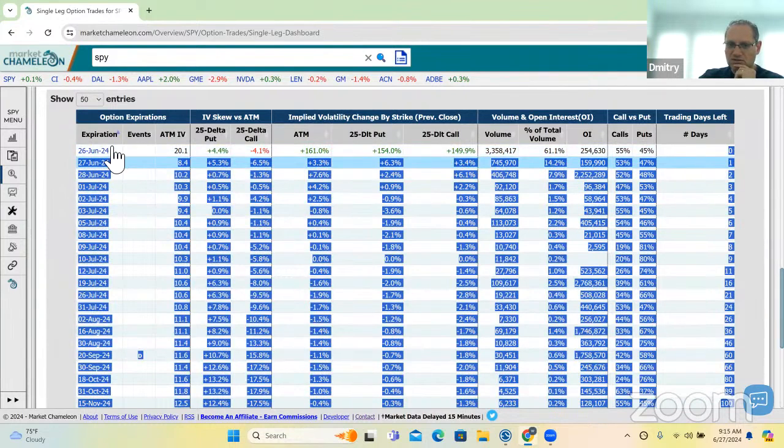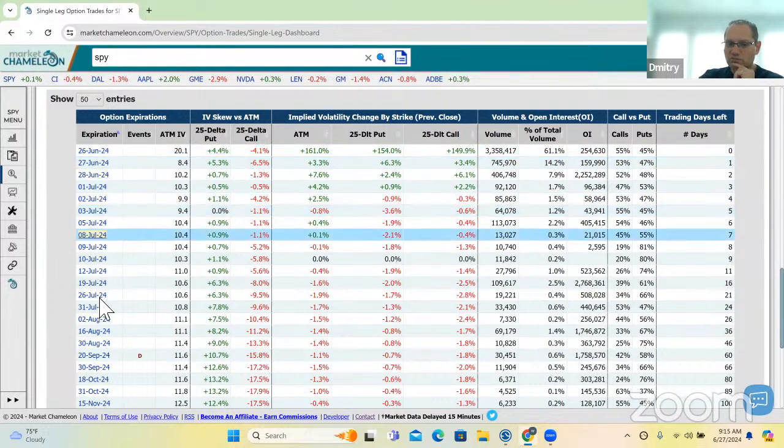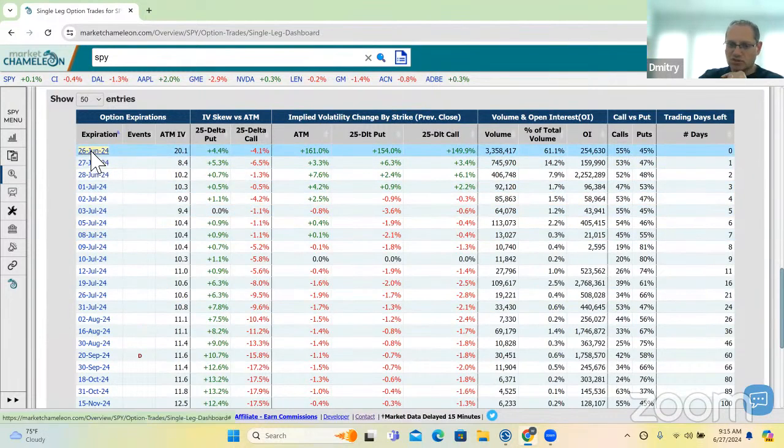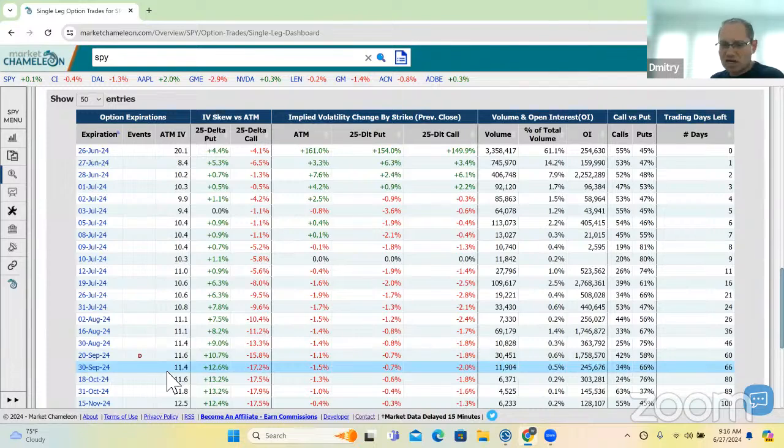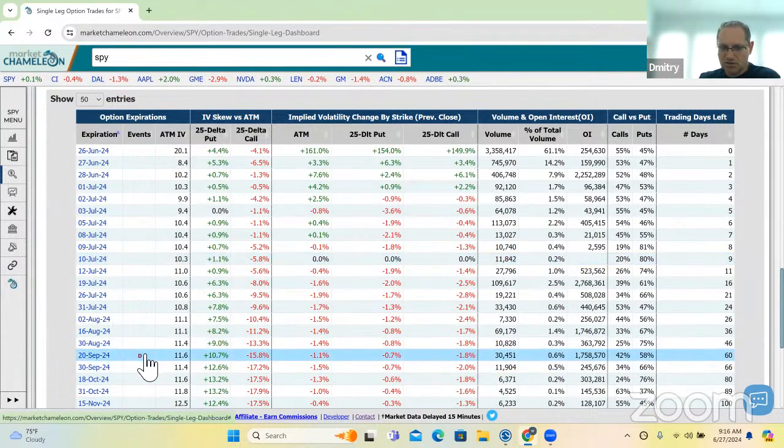And the table is sorted by the nearest expiration to the furthest expiration out. We see the at-the-money implied volatility. And here we also see if there are any events that could be material to the option that will cover that expiration. So here in SPY, we see that we're expecting a dividend on September 20th, going ex-dividend.